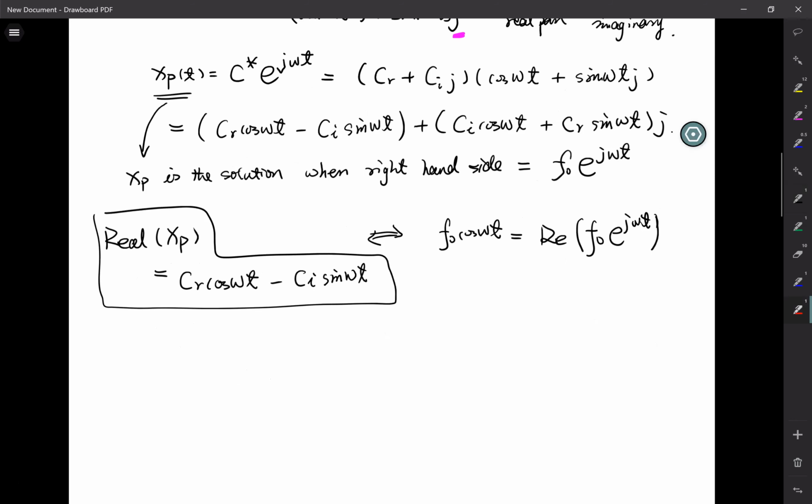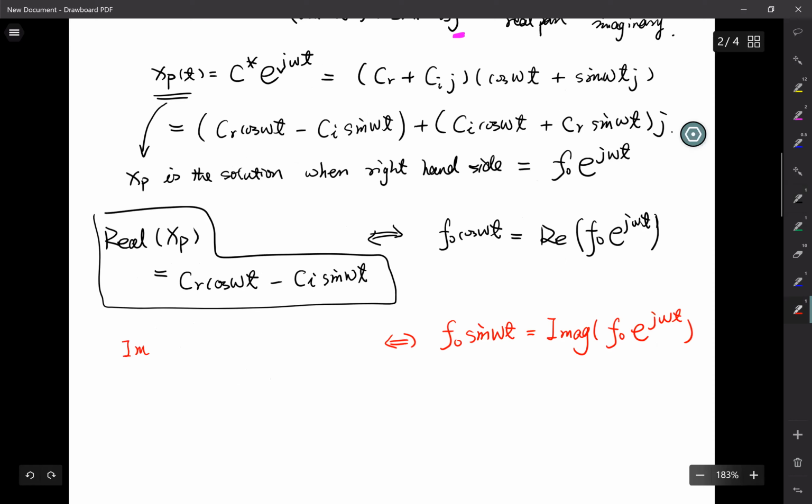So there's another case when your right-hand side is F naught sine omega t. Instead of a cosine function, if you have a sinusoidal excitation, that means this excitation is the imaginary part of this exponential term. So in this case, you need to pick out the imaginary part of X_P, which is C_I cosine omega t plus C_R sine omega t. So there are two conditions. If it's a cosine wave, your particular solution is the black one. If it's a sine wave, then you get the red solution.